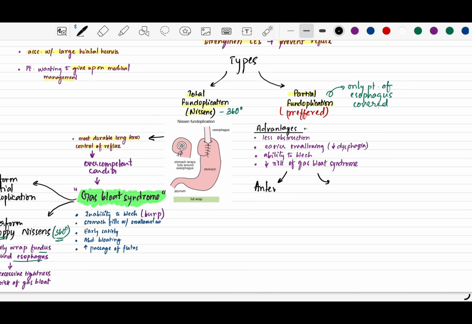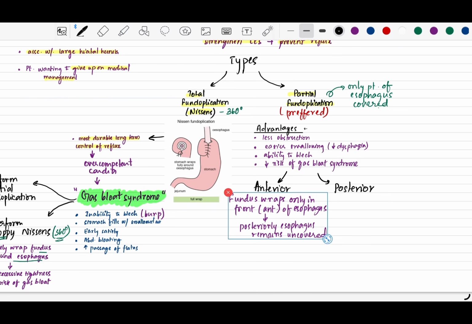Moving further, let's now discuss the two major types of partial fundoplication. We have anterior and posterior. We will be looking at a diagram, but first let's understand the definition. Anterior fundoplication means when the fundus of the stomach wraps around only in front, anteriorly, of the esophagus, and the posterior esophagus is going to remain uncovered.